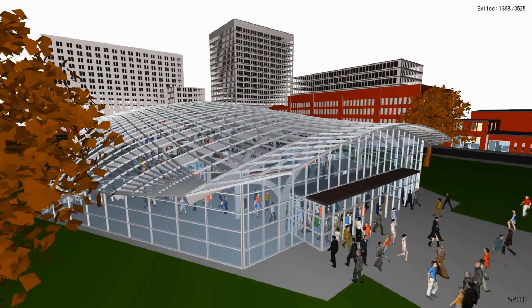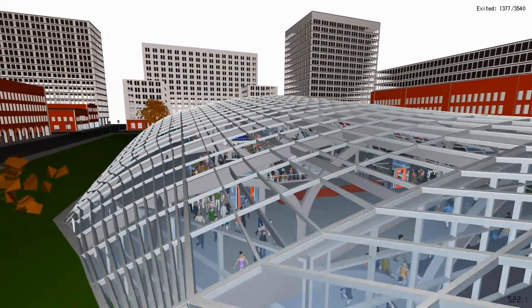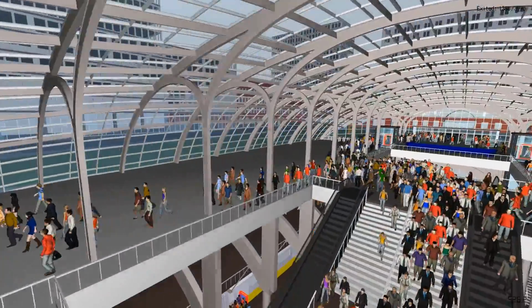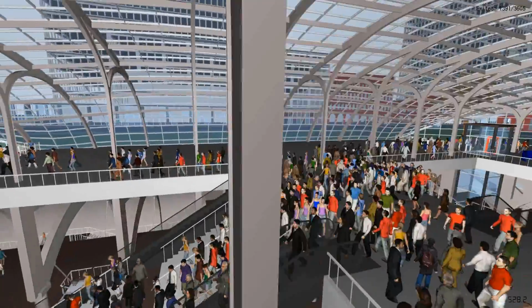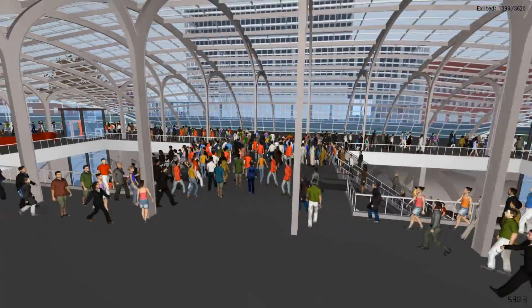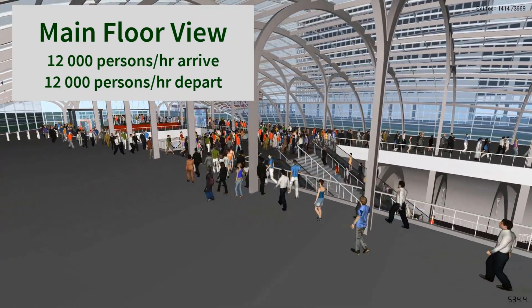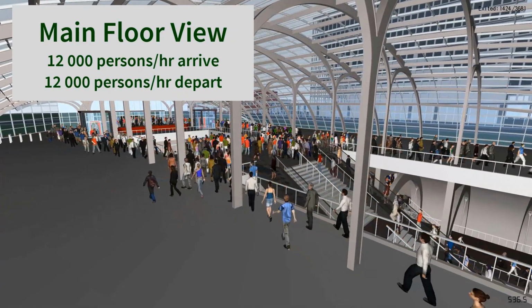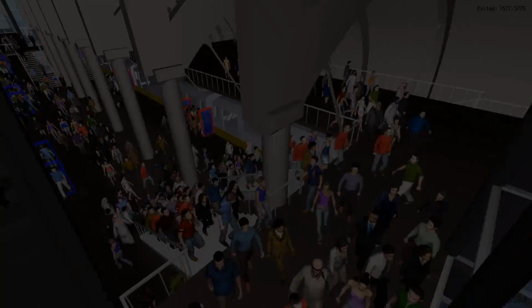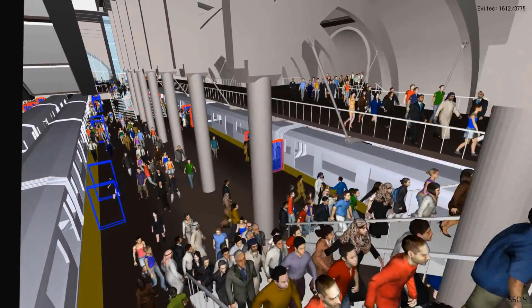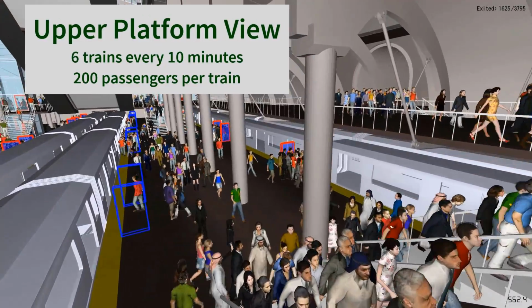One of the recent features we have added is occupant sources. In this model of a subway, we have multiple trains arriving and leaving on different platforms and floors. Sources are used to simulate the arrival of trains. Here we see the upper platform with people boarding trains and queuing.